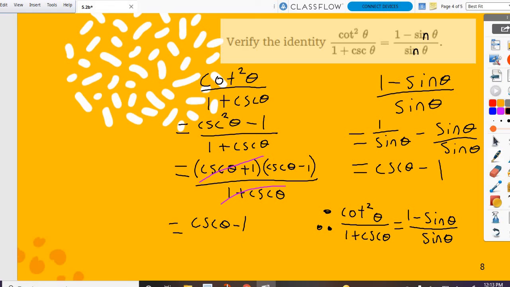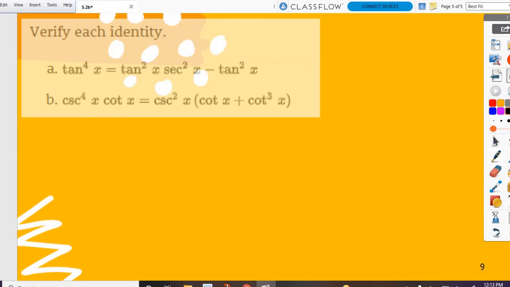So what's the last technique that I had on our guidelines list that we haven't talked about yet? Yeah. So we're gonna do a little math magic. Yay. So let's look at A first. Tangent to the 4th of x equals tangent squared of x times secant squared of x minus tangent squared of x.